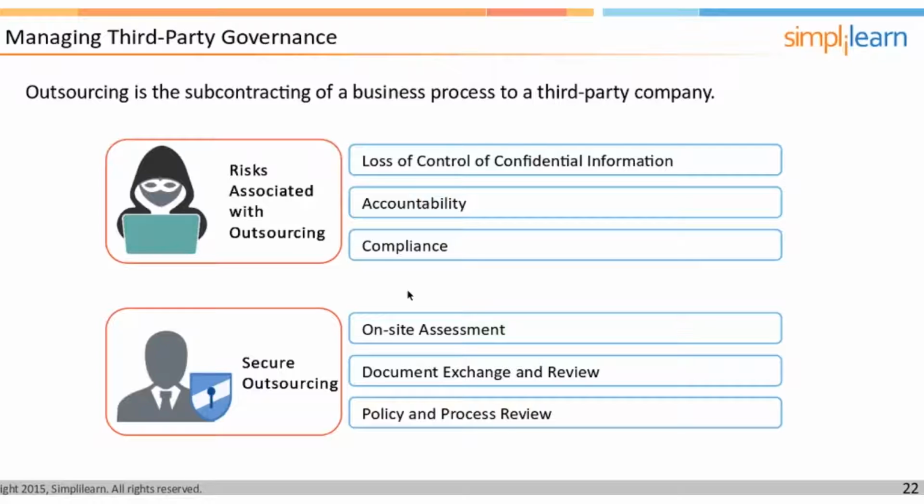However, there are risks associated with that. The risks could involve things like loss of control of confidential information, or accountability. Compliance is another issue. We'll discuss this in a little more detail. So how do you ensure that these risks associated with outsourcing are mitigated? You can look at things like on-site assessment, understand the document, have a document exchange and review, sign your NDAs, non-disclosure agreements, your non-compete agreements, etc., and have a policy and process review. These are some of the things that you can do to protect yourself, your organization.